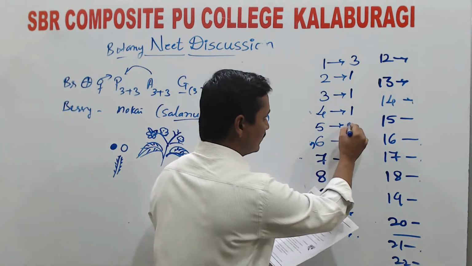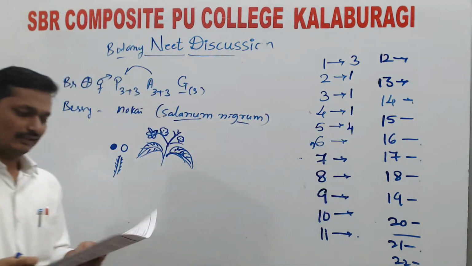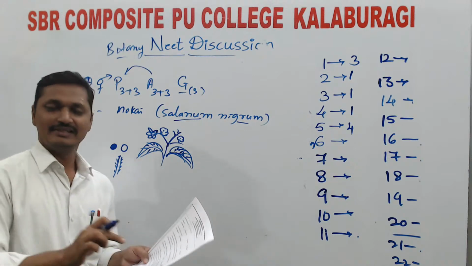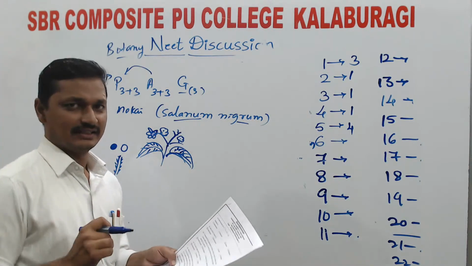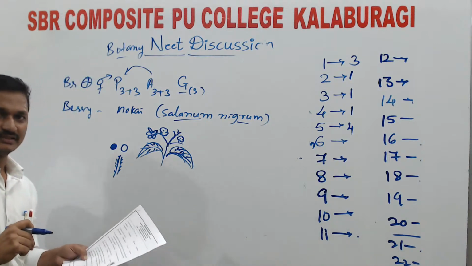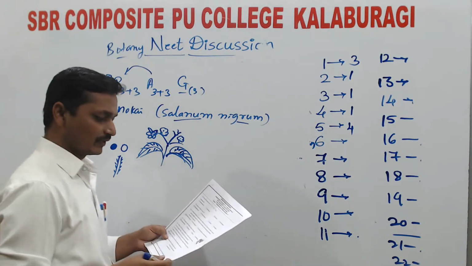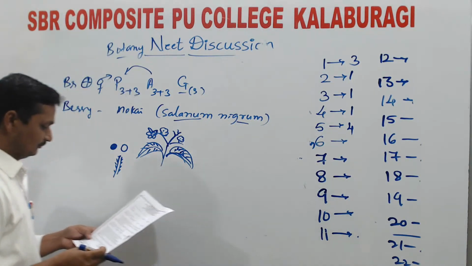Question number 5, option 4. Leaves are mostly basal. It is a character of the Liliaceae family. All the characters given in the fourth option are of Liliaceae, leaves of the Liliaceae family members. But in Solanaceae we find reticulate venation.